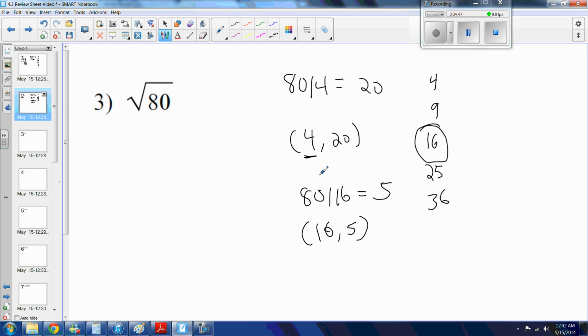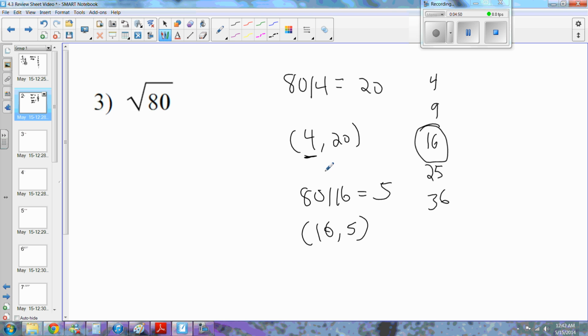And after school with some students too. But I just want to be clear on that. We're using our calculators effectively as tools to be able to simplify these radicals, and I'm just literally doing 80 divided by 4, 80 divided by 9, 80 divided by 16. Oh, well, I have 4 and 20, but I know that 4 is not the greatest perfect square factor because 20 has a perfect square factor.